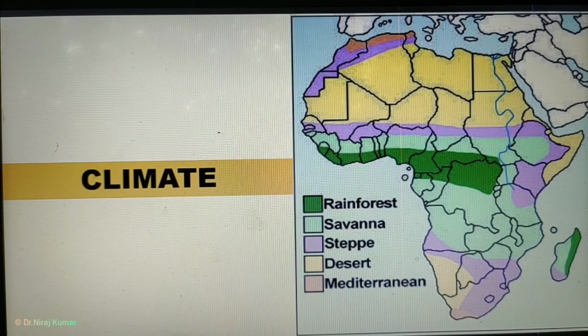Next topic is climate. Ethiopian region has big rivers and tropical evergreen forests as well as mountains and grassy plains. There are 2 major deserts. First is Sahara Desert and second is Kalahari Desert. Savanna is the famous grassland of African region or Ethiopian region.